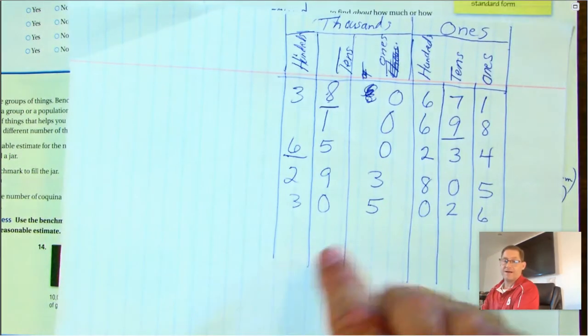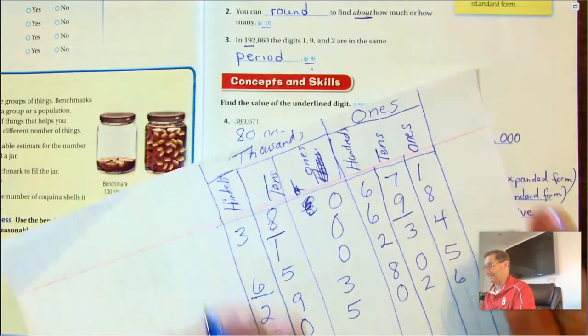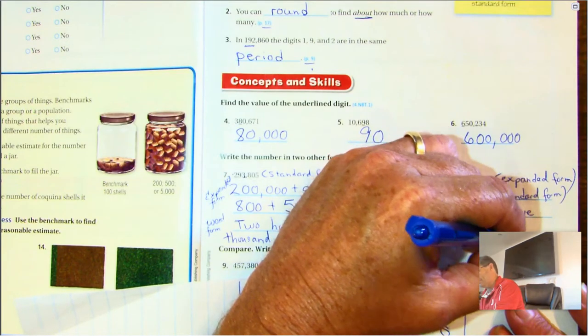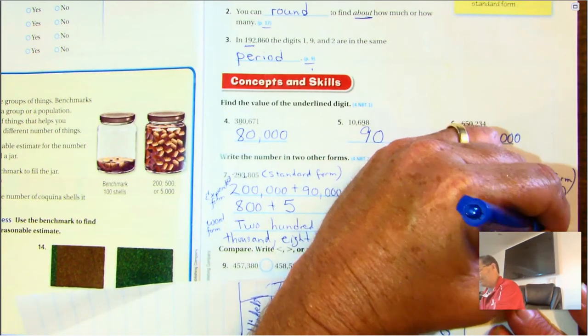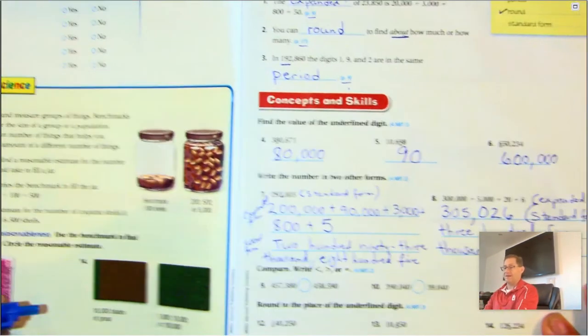So we have 305,000, and the last period, 26. All right. Let's move on to number 9.